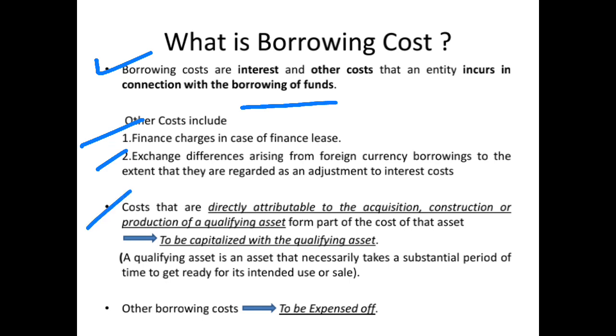Now, costs that are directly attributable to the acquisition, construction, or production of a qualifying asset form part of the cost of that asset, which is to be capitalized with a qualifying asset. A qualifying asset is an asset that necessarily takes a substantial period of time to get ready for its intended use or sale. Other borrowing costs are to be expensed off.